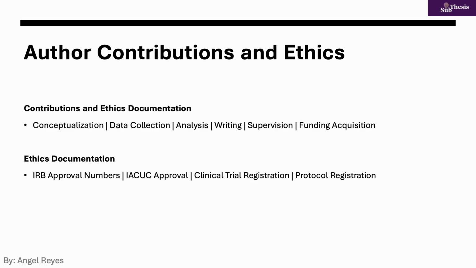Ethics approval documentation varies by research type. Human subjects research needs IRB approval numbers. Animal research needs IACUC approval. Some journals want ethics statements even for secondary data analysis. Include trial registration numbers for clinical trials, protocol registration for systematic reviews. These aren't bureaucracy, they're accountability, showing you followed ethical and methodological standards from the start.